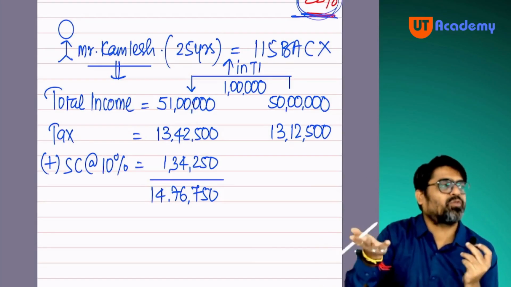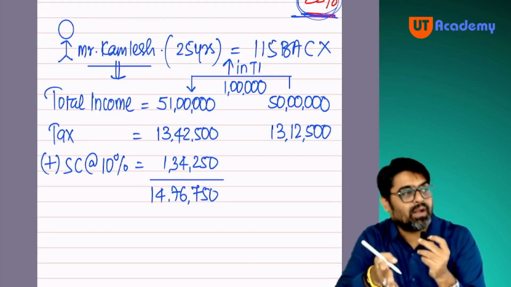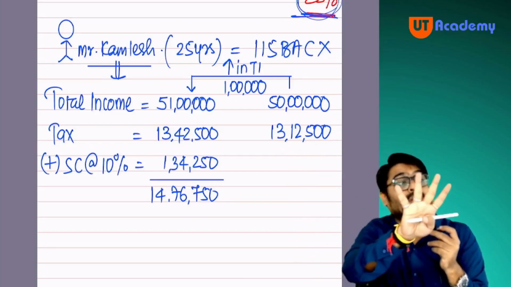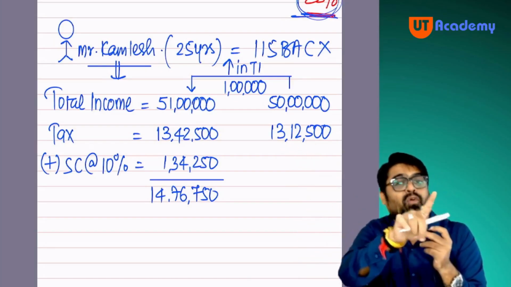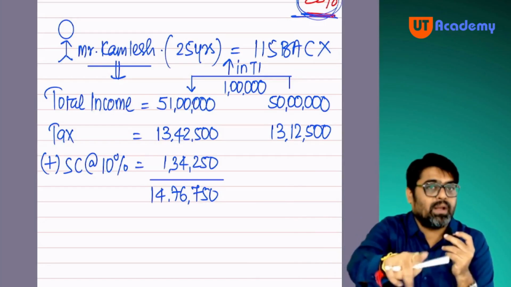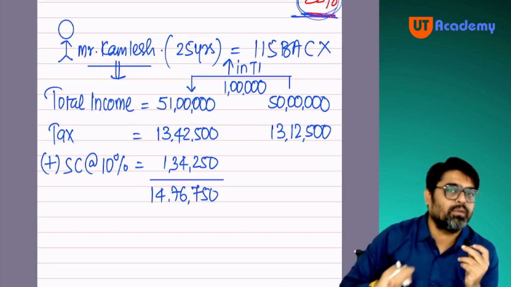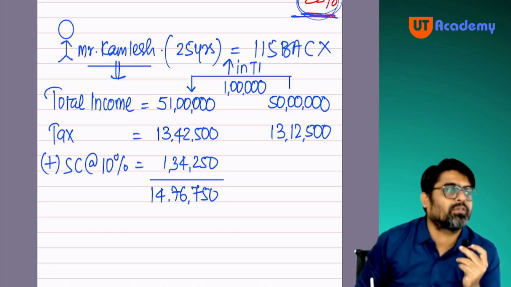If total income is 50 lakhs, then nil plus 12,500 plus 1 lakh. Total income over and above 10 lakh is 40 lakhs. On that 40 lakh, if you calculate 30%, it will be 12 lakhs. 12 lakh plus 1 lakh, 13 lakh. 13 lakh plus 12,500, 13 lakh 12,500. He would have paid only this much tax.